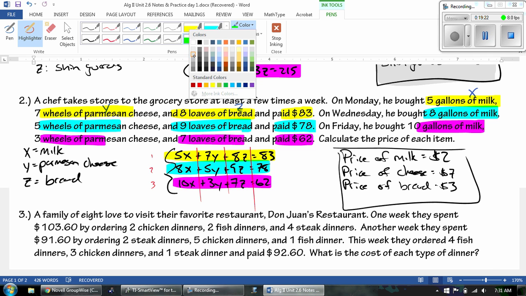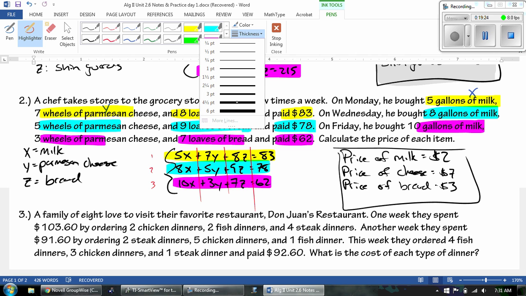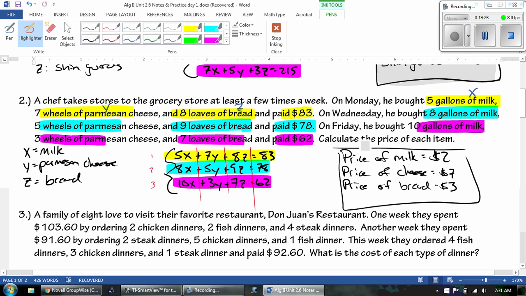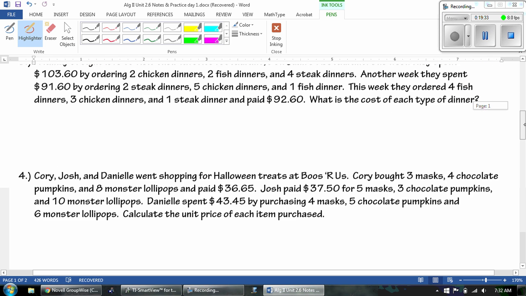How do you guys like that? I know I do for sure, because that was a lot faster than what we started with. Okay? There we go. All nice and highlighted for me.